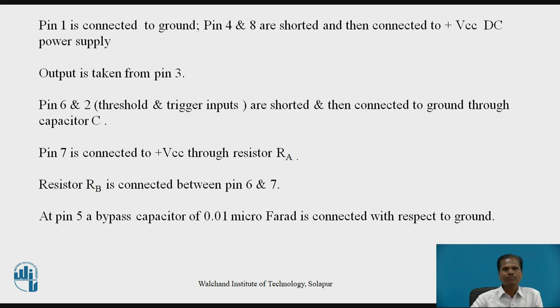With reference to figure 1, pin number 1 is connected to ground, pin number 4 and 8 are shorted together and then connected to plus VCC, DC power supply voltage. The output is taken from pin number 3. Pin number 6 and pin number 2, those are threshold input for upper comparator and trigger input for lower comparator, are shorted together and then connected to ground through external capacitor C. Pin number 7 is connected to plus VCC through external resistor RA. Resistor RB is connected between pin number 6 and pin number 7. At pin number 5, an additional bypass capacitor of 0.01 microfarad is connected with respect to ground to avoid any noise problem.